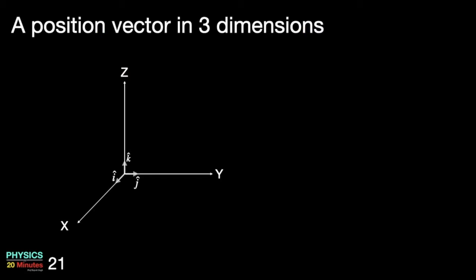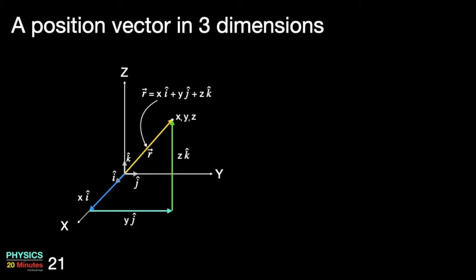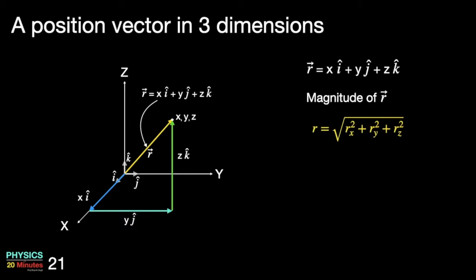We are already familiar with the use of x, y and z axes to represent the position of a point in 3-dimensional space. We use i, j, k unit vectors to represent these directions. So if a point has coordinates x, y and z, the position vector r can be written as x i cap plus y j cap plus z k cap. The magnitude of r is given by the square root of rx squared plus ry squared plus rz squared.